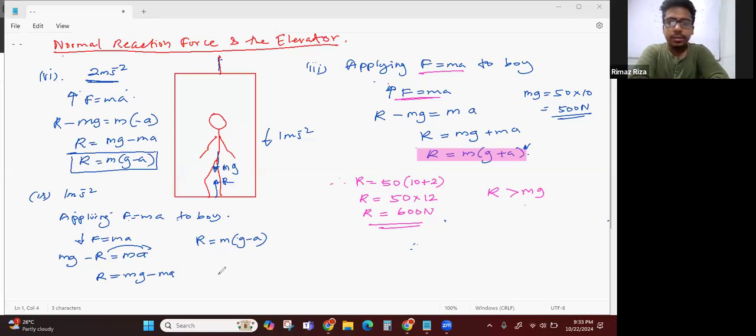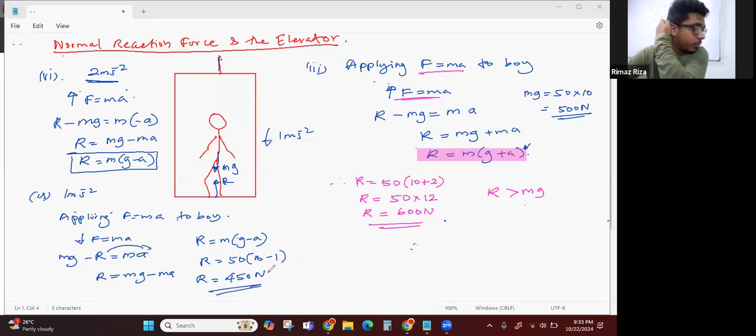Did you understand this? Yes, sir. Okay, so then we can put the values. R equals 50 into (10 minus 1). 9 into 50 is 450 Newton. Okay, so Roman number 10.